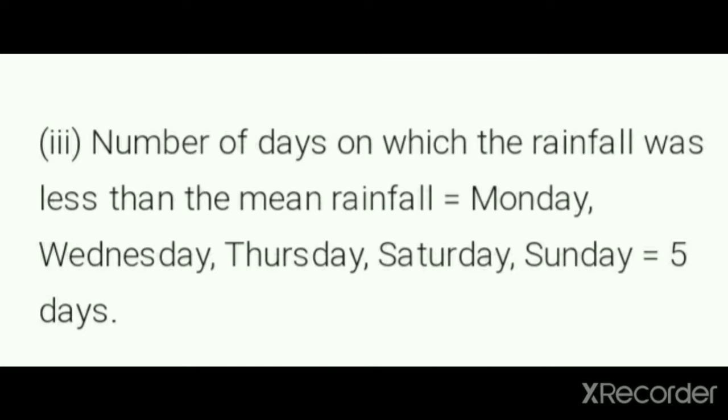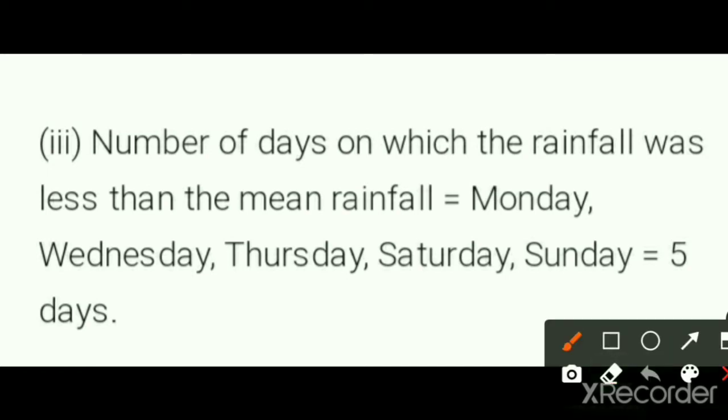Third subdivision, number of days on which the rainfall was less than the mean rainfall. Okay, so the mean rainfall we got as 5.9. Now 5.9 is the mean rainfall. You have to look into the question. On which all days the rainfall was less than 5.9, we have to find. So look into the question, children. If you look into the question, you will know. You have to write all the days which are less than 5.9.